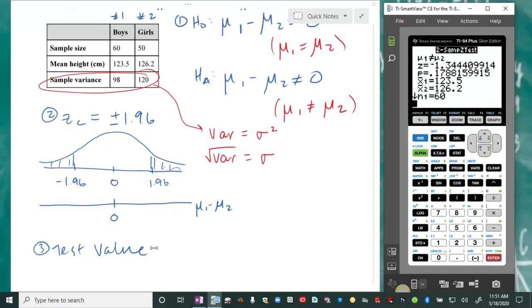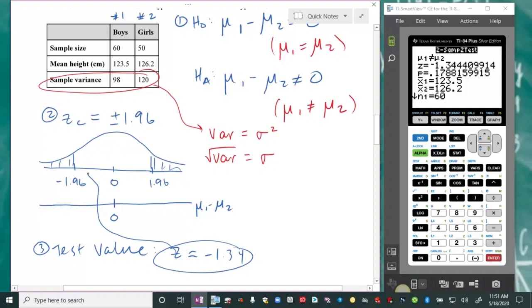So my test value z, let me go back to my blue pen. So my test value z is going to be that negative 1.34. So z is about negative 1.34. That lives right over here somewhere in my fail to reject region. So I'm going to fail to reject that null hypothesis. Step number 4 is fail to reject the null hypothesis.